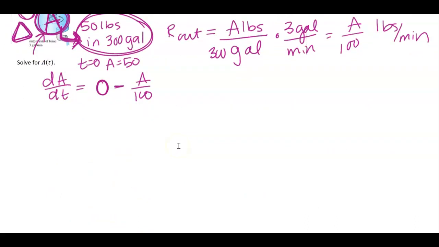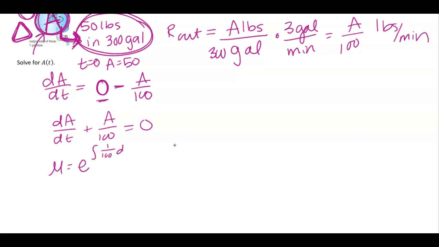I could solve this with a differential equation, but most of the time we're not pouring in pure water, we're pouring in a substance. And there's that subtraction there. So I'm going to solve this with a linear integrating factor instead. So my mu is e to the integral of 1 over 100 dt, or e to the 1 over 100 t.